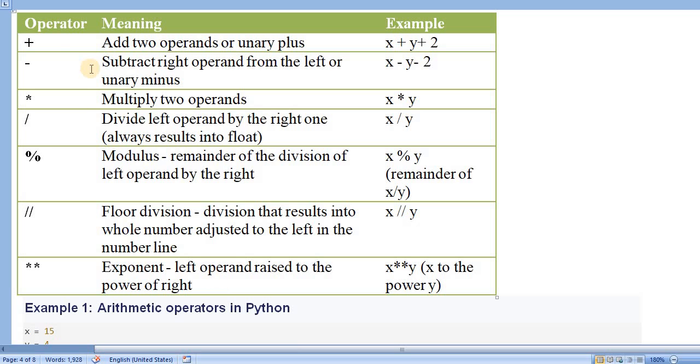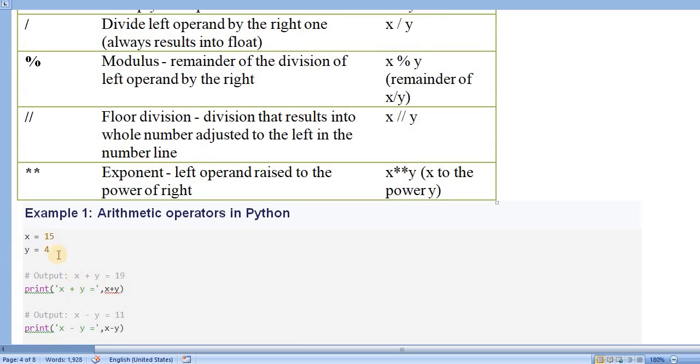So these are the arithmetic operators: addition, subtraction, multiplication, division, the modulus operator to find the remainder, floor division which returns the integer quotient from the expression, and the double asterisk, the exponent operator. It returns one operand raised to another operand.